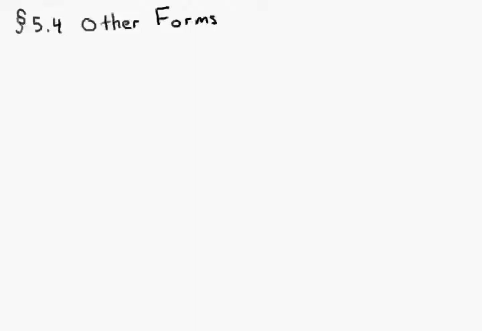Hello, in this video, section 5.4, other forms of a line. Alright, to begin, we're going to take 2 points, -1, -2, and the point 2, 4. And what we're going to do is put them into the 2-point form of a line.